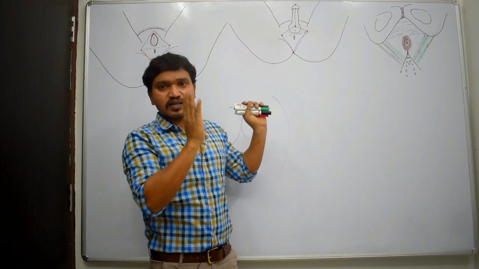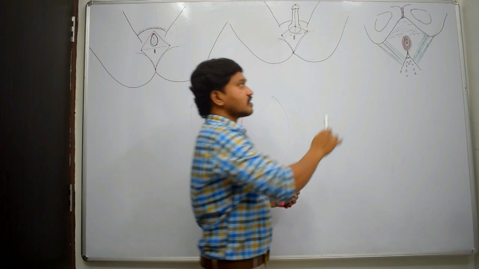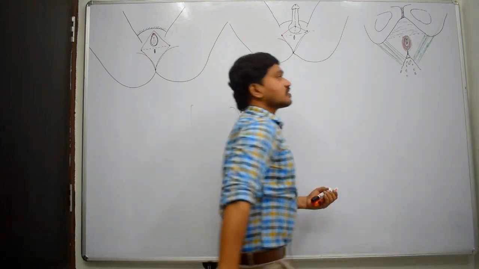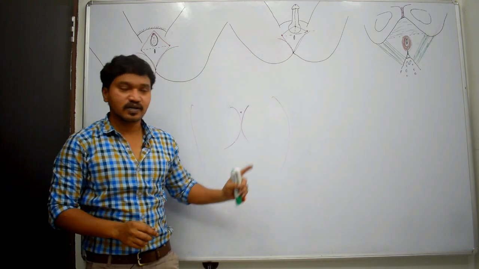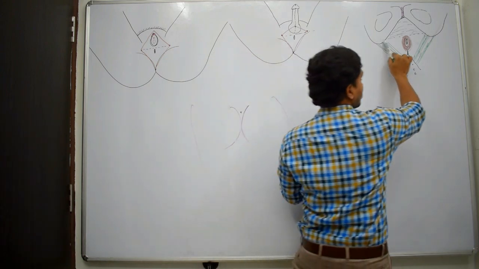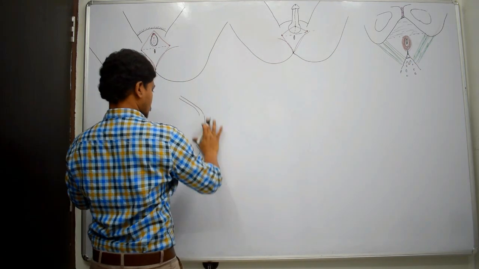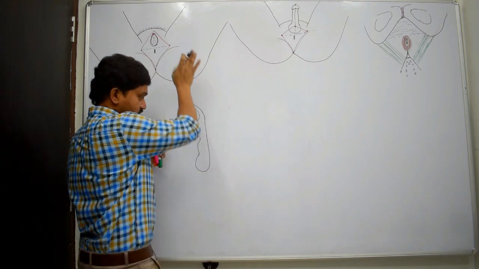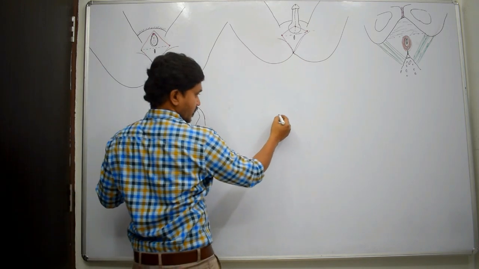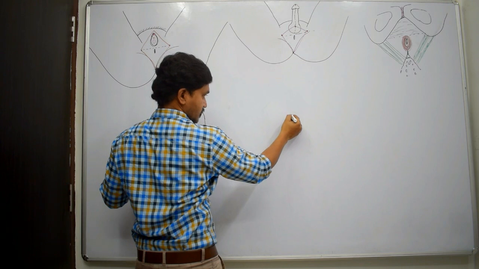Now we will see the exact boundaries after taking the coronal section along the anal canal. Right? So, I am taking the section at this level and I am trying to draw here. So, this is the section of the ischium, and here the section of the other ischium.